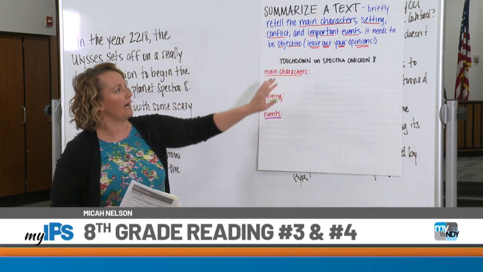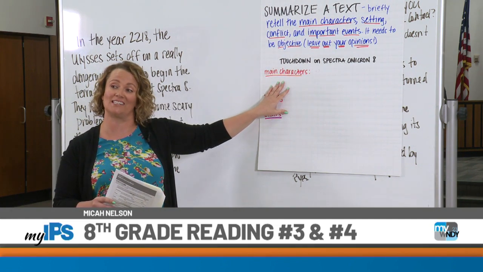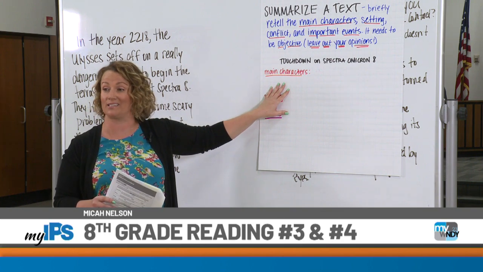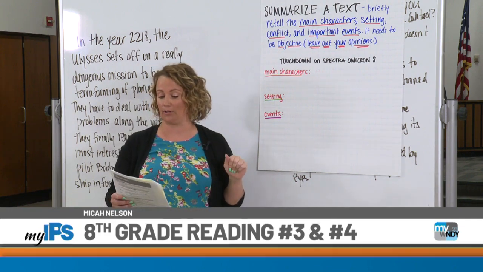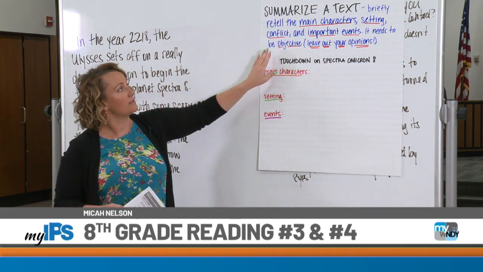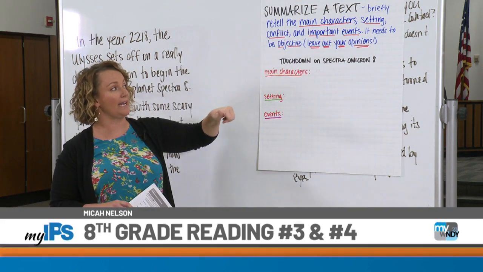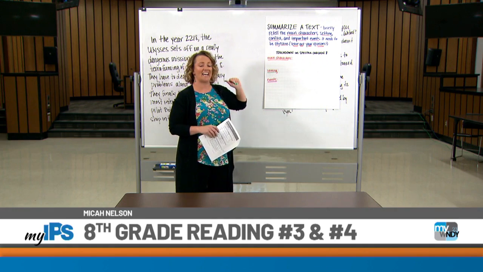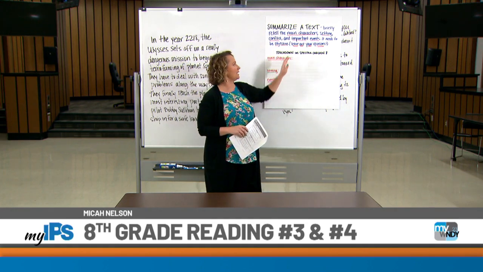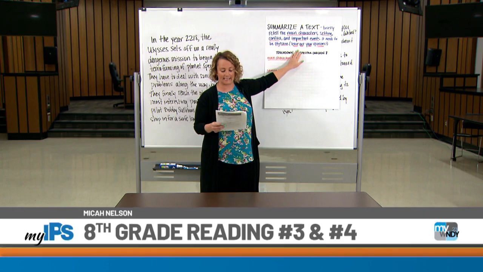So we're going to talk about what makes up a summary. We're going to read some passages and identify what we want to summarize, and then we're going to look at some examples of good and bad summaries. To summarize a text, you're going to briefly retell the main characters, the setting, conflict, and important events. And it needs to be objective, and being objective means you leave out your opinions. So you're not writing a review of what you've read, you're just telling a summary.